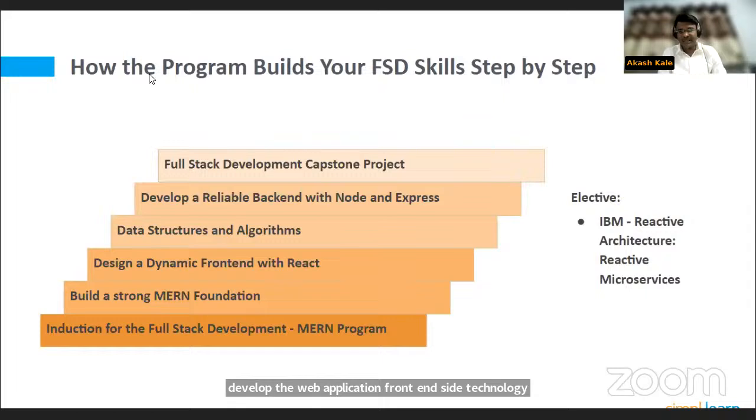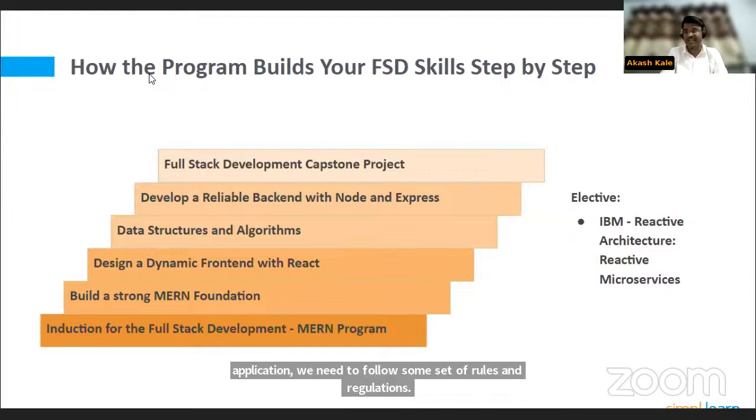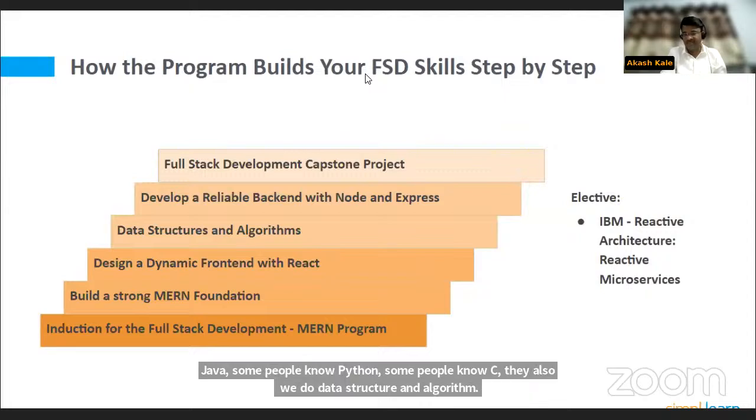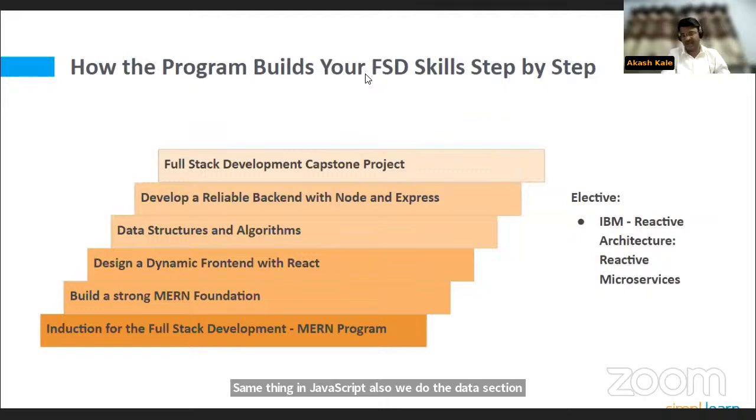Then obviously when developing the application, we need to follow some set of rules and regulations, some standards. For that purpose we need to cover data structures and algorithms using JavaScript, because in the MERN stack your backend and front end are completely JavaScript. Some people know Java, some people know Python, some people know C, and there also we do data structures and algorithms. Same thing in JavaScript, we do data structures and algorithms to improve front end and back end.